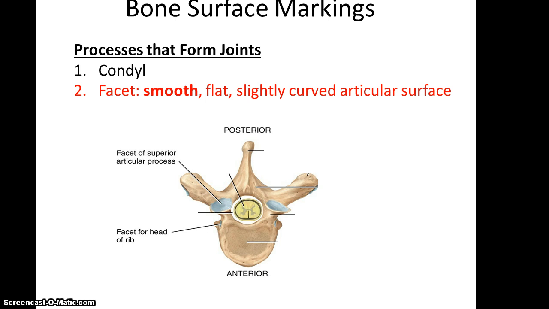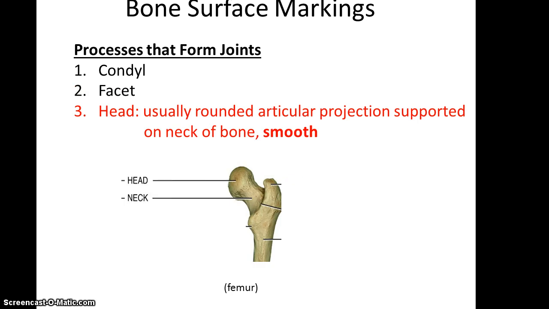You can also have a facet, which is a smooth, flat, or slightly curved articular surface. A good example of that is the vertebrae. Here's a vertebra looking down on its anterior surface, and you can see the smooth facet there. Head. A head is usually a rounded articular projection, and it is usually supported by a neck of bone. So the neck will be rough because it's not actually forming the joint, and the head will be smooth.